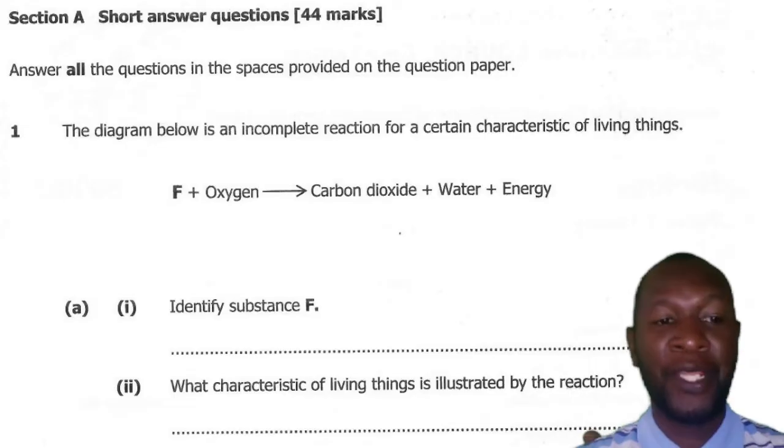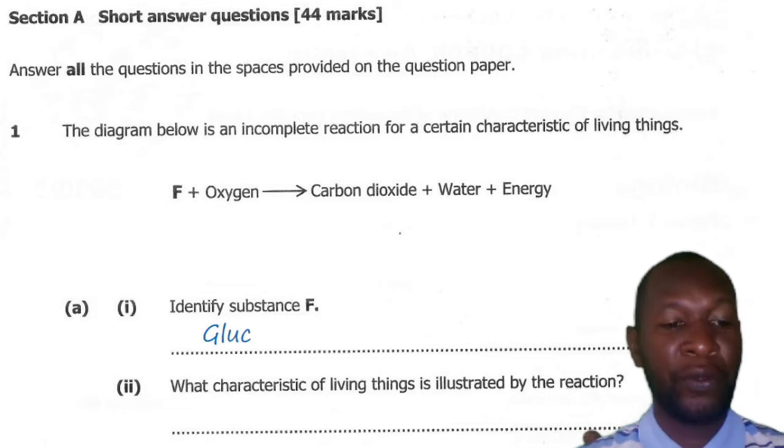Question 1. The diagram below is an incomplete reaction for certain characteristics of living things. Part A, 1. Identify substance F. Substance F is simply glucose. Part 2. What characteristic of living things is illustrated by the reaction? This reaction is actually illustrating respiration.